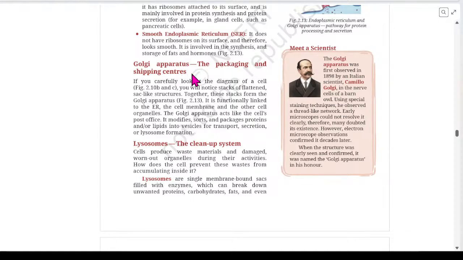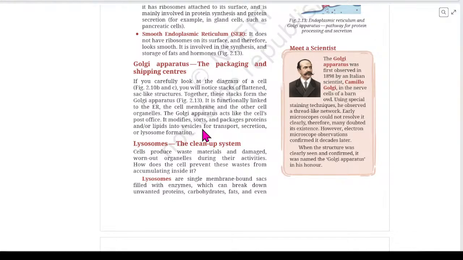Golgi apparatus, the packaging and the shipping centers. If you carefully look at the diagram of a cell, you will notice stacks of flattened sac-like structures. Together, these stacks form the Golgi apparatus. It is functionally linked to the ER, the cell membrane, and the other cell organelles. The Golgi apparatus acts like the cell's post office. It modifies, sorts, and packages the proteins and/or lipids into vesicles for transport, secretion, or lysosome formation.